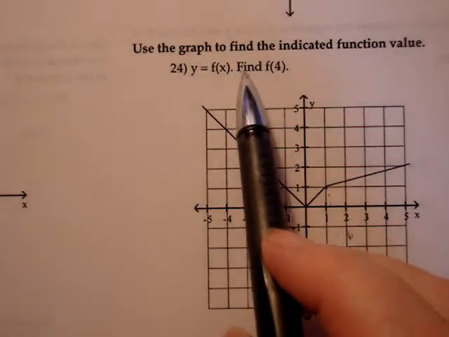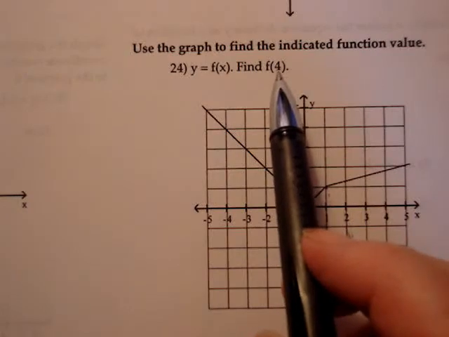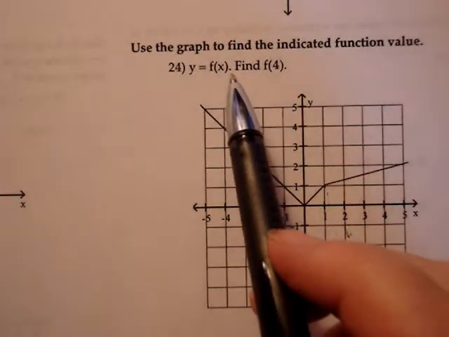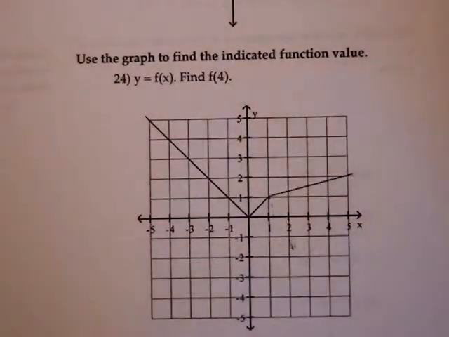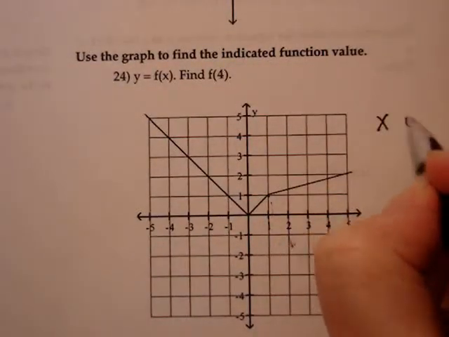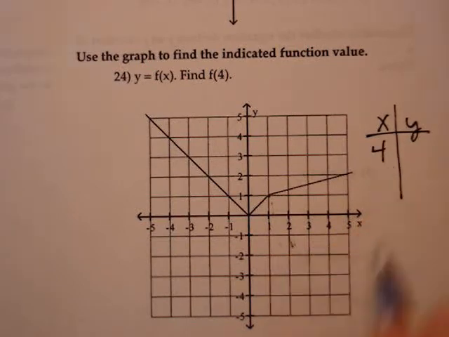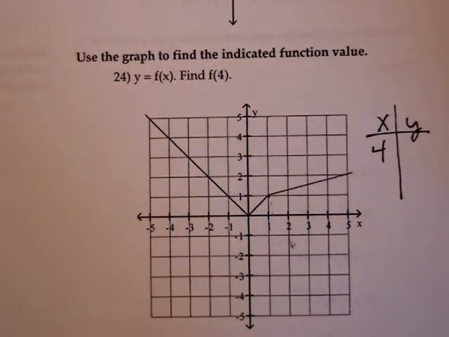They're asking me to find f of 4. Okay, so remember, it's our job to interpret. What are they really asking me? They are telling me that x is equal to 4. So I actually make a little xy table to remind myself. X is equal to 4. What's the y that goes with it?